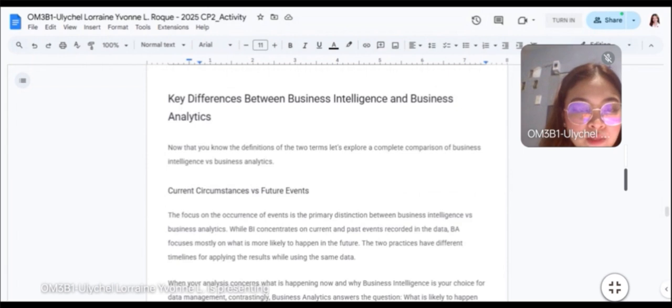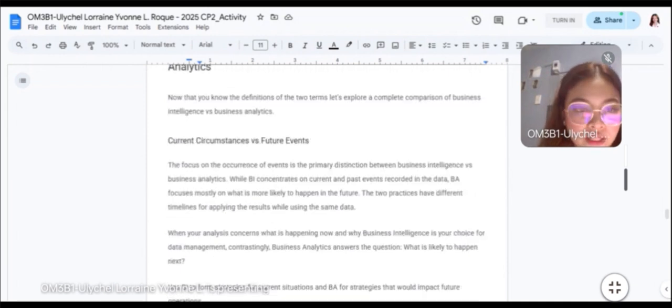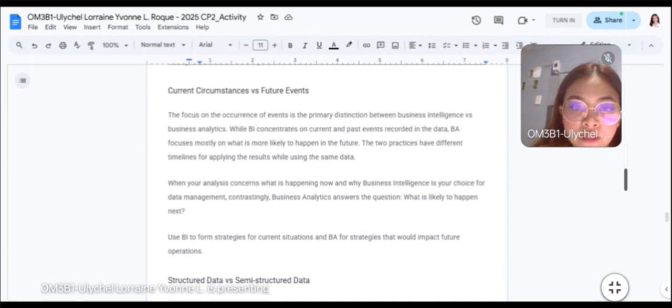Key differences between business intelligence and business analytics. Now that you know the definition of the two terms, let's explore a complete comparison of business intelligence versus business analytics. Current circumstances versus future events. The focus on the occurrence of events is the primary distinction between business intelligence versus business analytics. While BI concentrates on current and past events recorded in the data, BA focuses mostly on what is more likely to happen in the future.